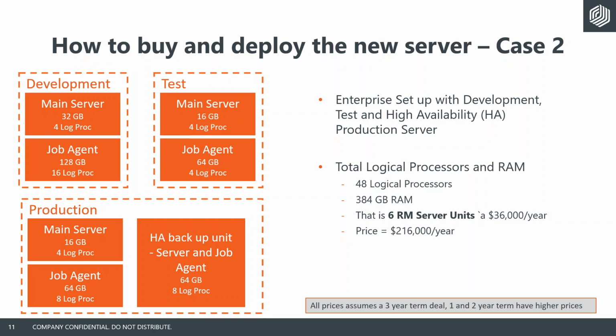If I buy a 3-year term, that would be 36,000 per unit. 6 of those units then would add up to 216,000 per year. So again, here I'm deploying across a number of machines, 7 in total, but I'm using 6 units. So the unit is really, again, just a capacity that you have bought, and you can then split that capacity whichever way you see fit.